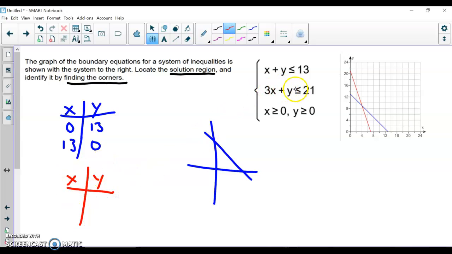Notice I'm focusing on the line as if it were an equal sign for now. We'll take care of this less than part in a second. So if I make x 0, y is 21. And if I make y 0, x is going to have to be 7. So those are relatively easy points to get. When you plug in a 0, you just imagine that term isn't there. So let's see, 0, 21 should be there, and then 7, 0. You notice it looks good. So we've established which line is which.